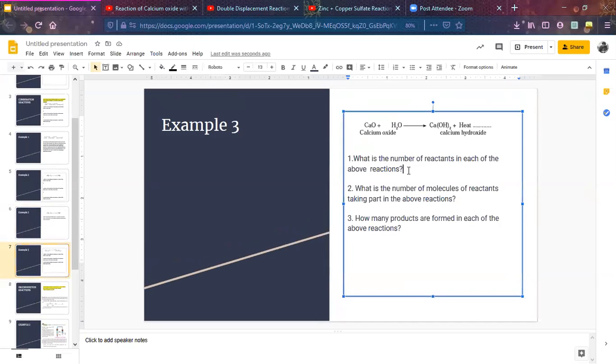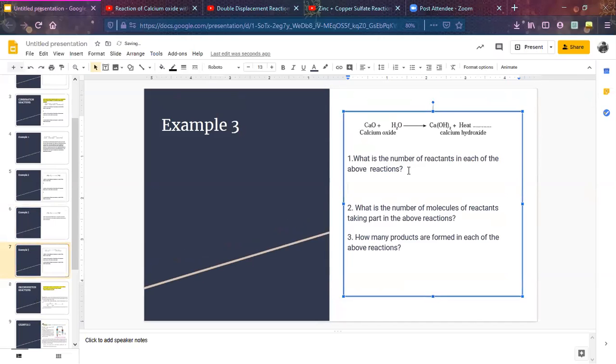First question is simple. Number of reactants will be 2. What is the number of molecules of reactants? Write the answer to the second question in the chat box. First question is 2.